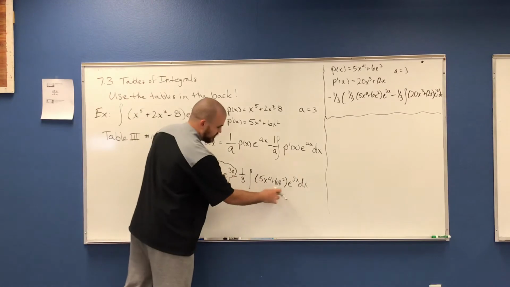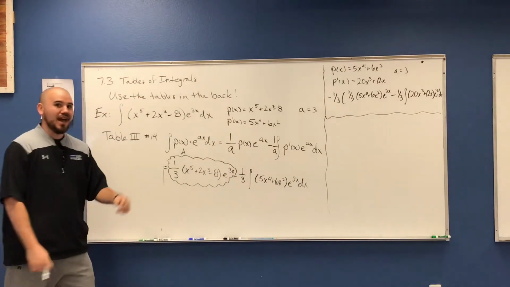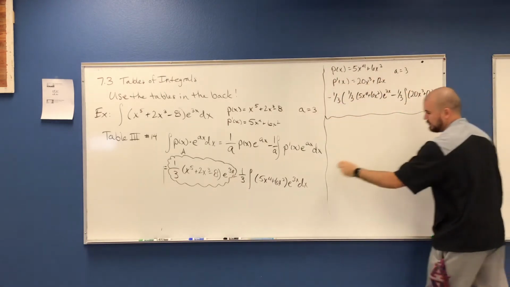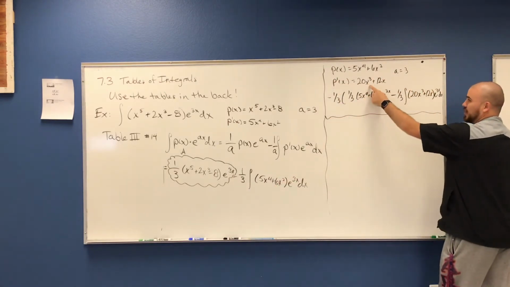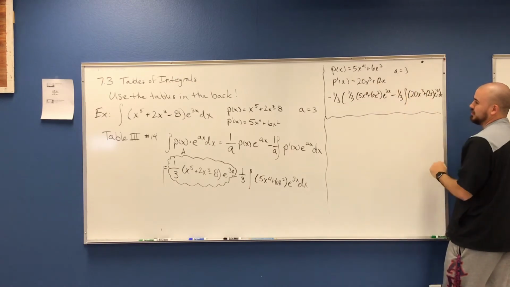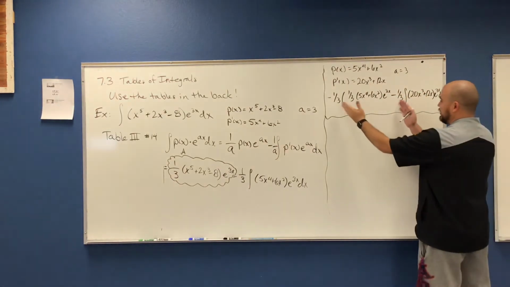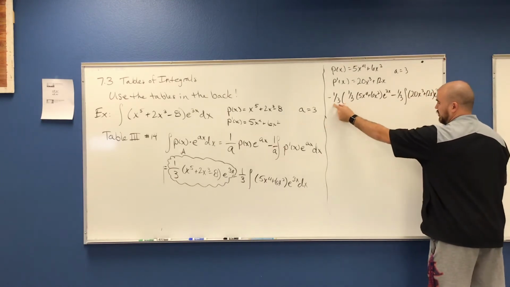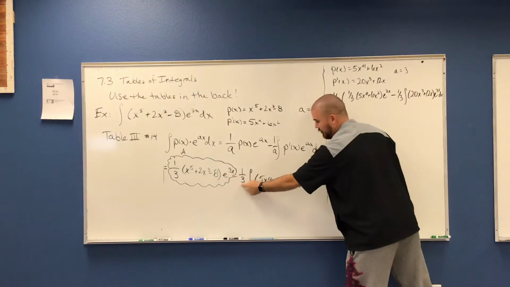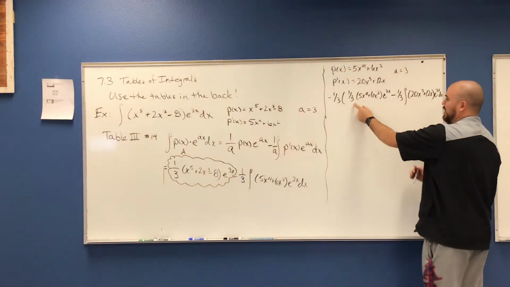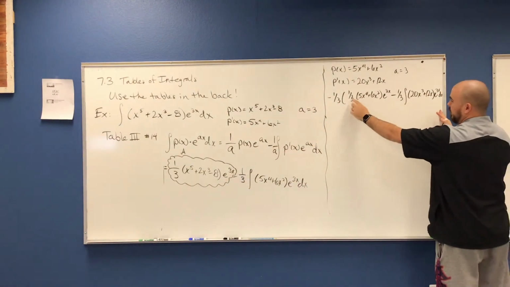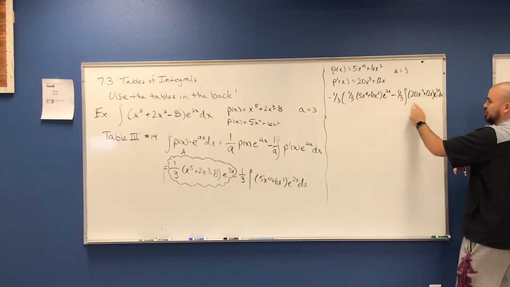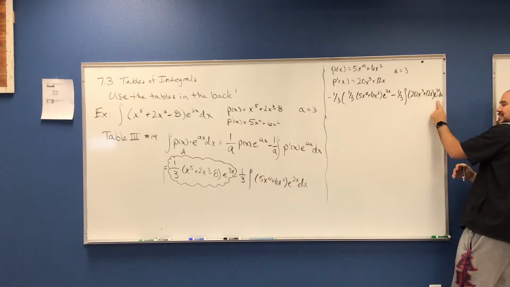Saying we have some function times e to the 3x. That is what we did up here. Defined that function, found the derivative of that function, and then redefined what a needed to be. And so that's what we did here. We did the negative 1/3, which is what we had outside of our integral, times all of that: 1 over a times our function times e to the 3x, minus 1 over a times the integral of the derivative of that function times e to the x.